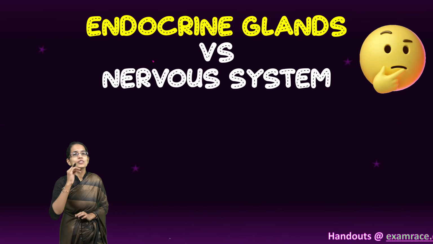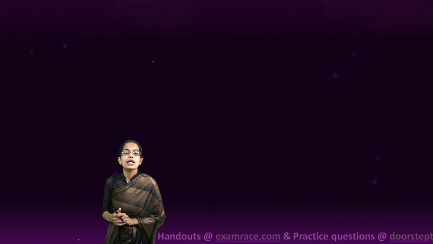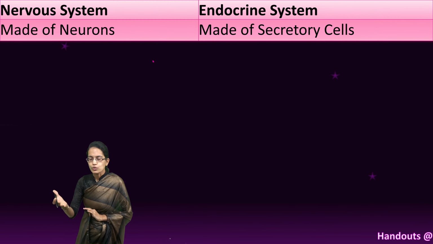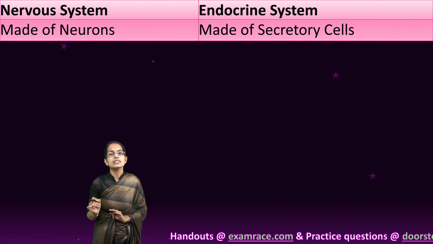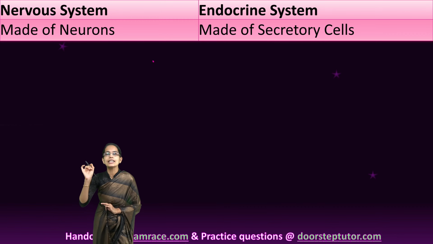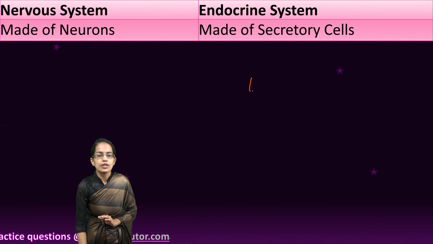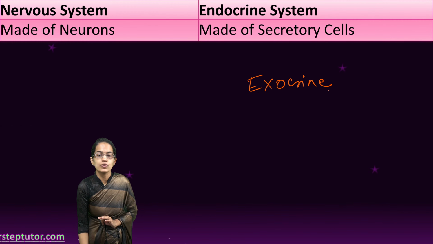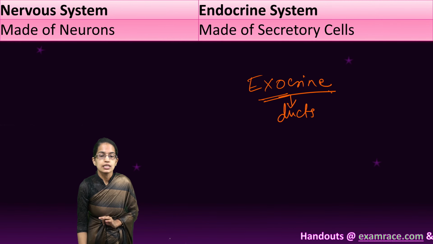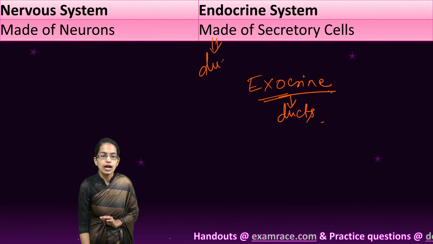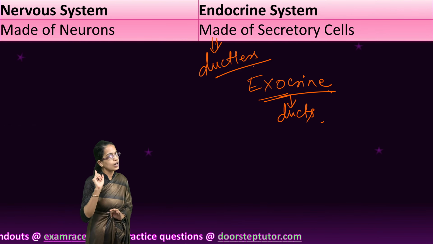Let's first understand the difference between an endocrine gland versus the nervous system. So what are the differences that it shows? The first important thing is endocrine. Endo means within. That means the secretions are directly released into blood. There are no ducts. However, exocrine glands, as we would see further, have ducts. Endocrine glands, on the other hand, are ductless, meaning they release their secretions directly into the blood.